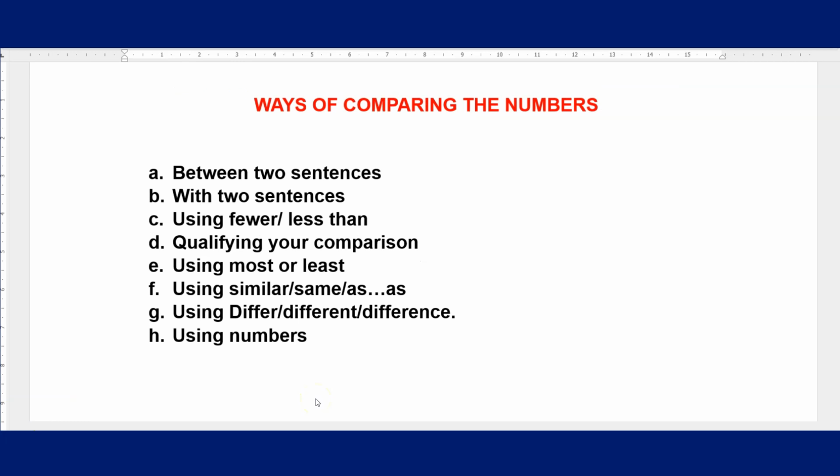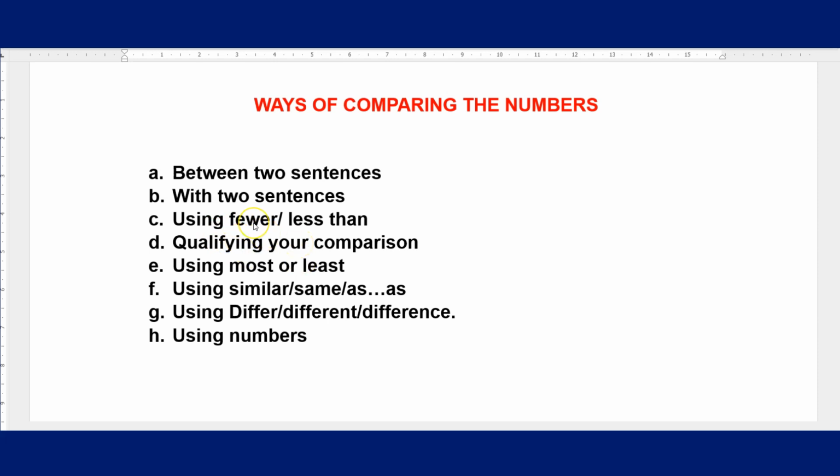To make this lesson shorter, I have made a checklist of the 8 ways that we are going to use to compare the numbers, and this is not an exhaustive method. There are different ways that you can use. So let's go through. The first one is how to compare between two sentences, the words or vocabulary to use to compare two sentences, and also how to compare within a sentence. We can use words like few, fewer, less than, comparison, and qualifying your comparison.